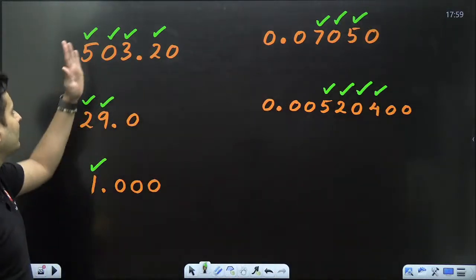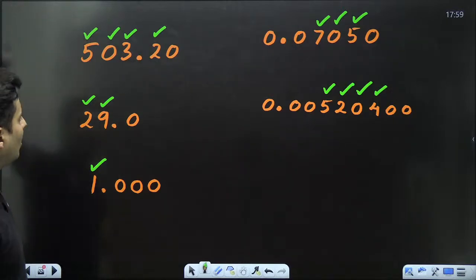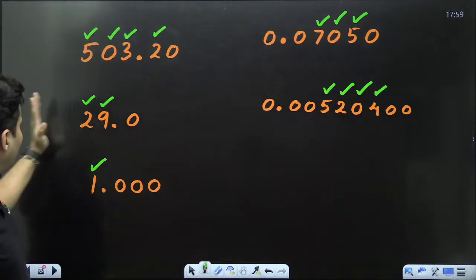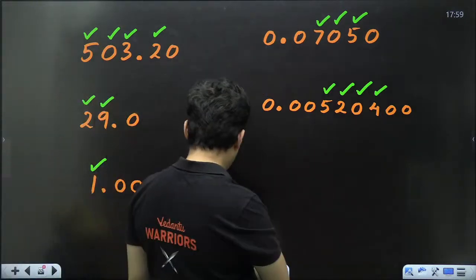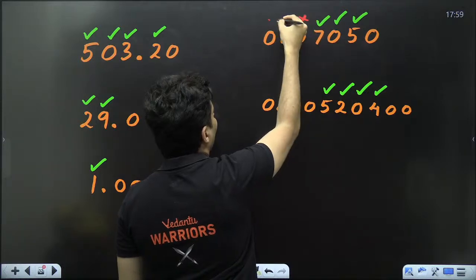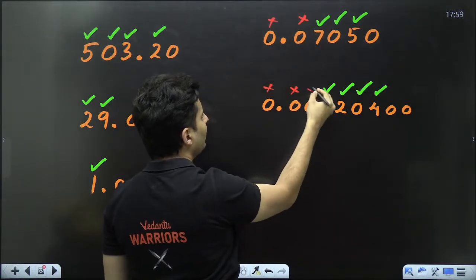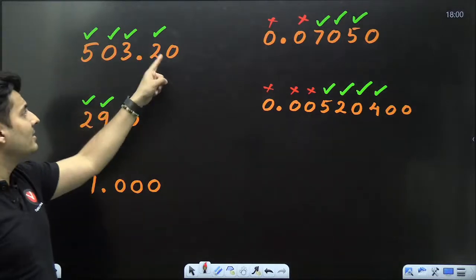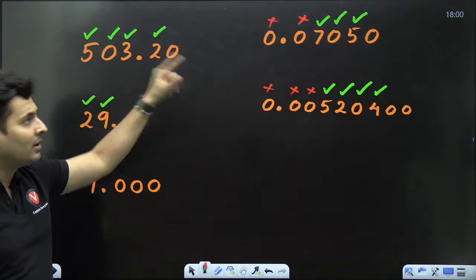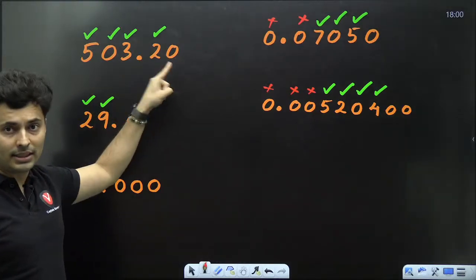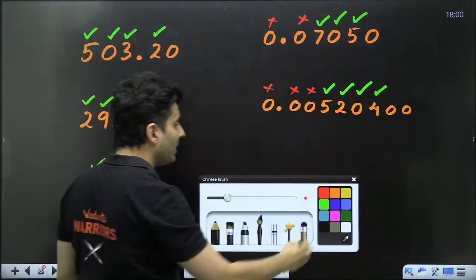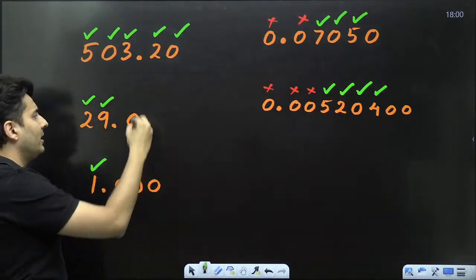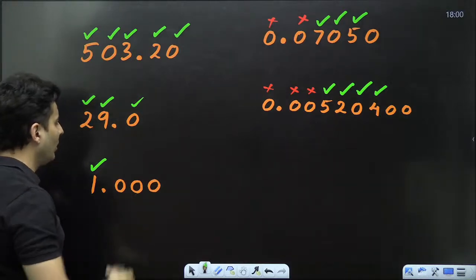Cool? All the zeros before the non-zero, even if they are after the decimal, are not going to be significant. There is no 0 to the left here. Here there are zeros to the left, so they are not going to be significant using the previous rule. Using the current rule, if there is a 0 to the right after the decimal, that is going to be significant. A 0 after the decimal to the right of the non-zero is going to be significant.